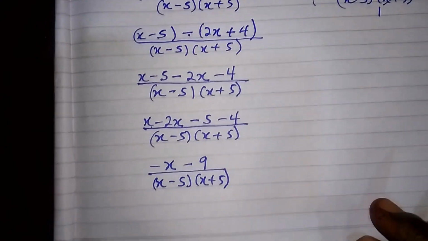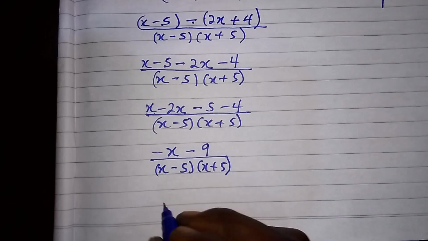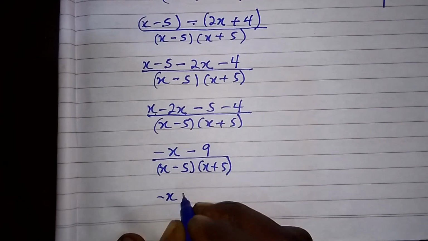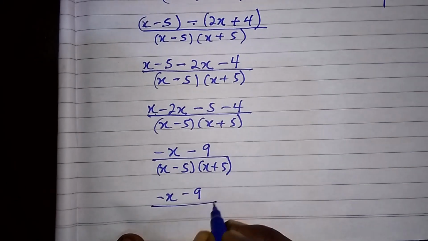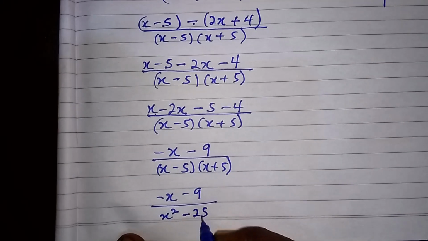You may leave your answer in this manner, or you can rewrite this as minus x minus 9 all over x squared minus 25.